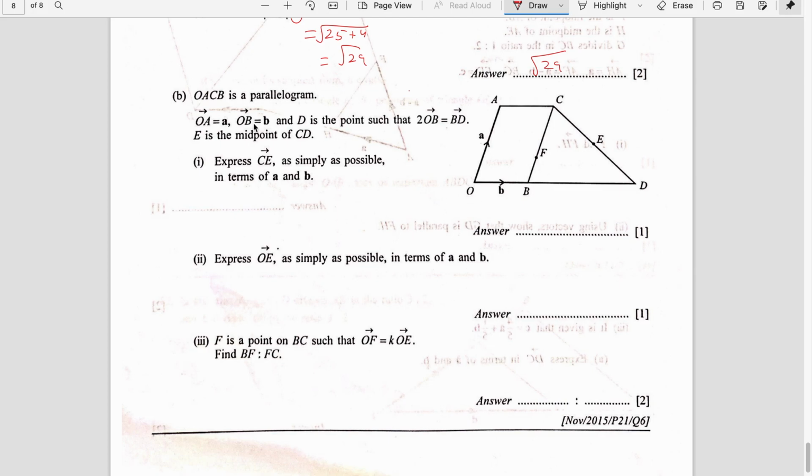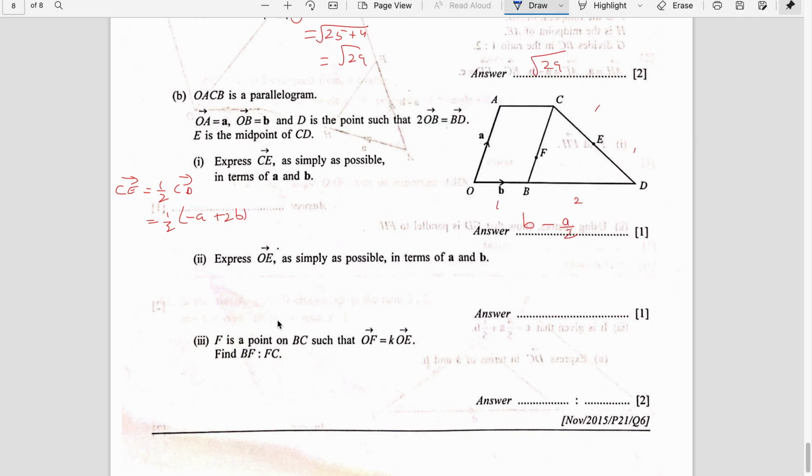OACB is a parallelogram. OA is A, OB is B, D is the point such that OB is BD. So 2 times this is 1, this is 2. Express CE as simply as possible in terms of these. Now, okay, E is the midpoint. So for CE, that is half of CD. For CD, I can say that CB plus BD. So CB is minus A and BD is 2 times B. So you can copy it as it is, or you may simplify. So that is B minus A by 2, that is CE.